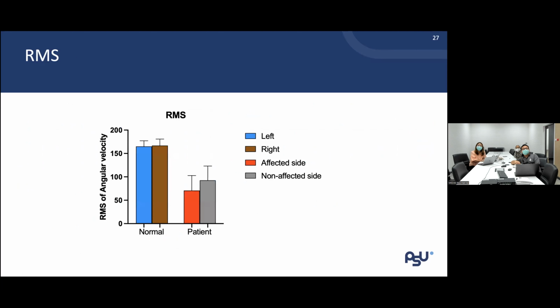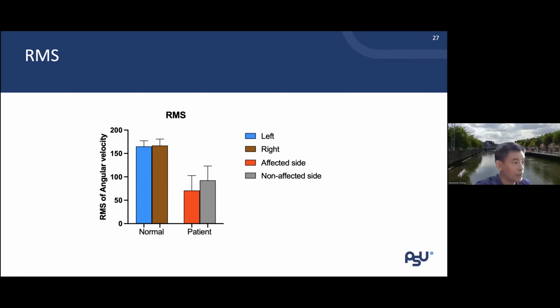And if we compare the RMS between two groups, there were no significant difference between both sides in the same group. For example, the left and right side in the normal person, and the affected and non-affected side in the patient, but there is a significant difference if you compare the RMS of normal, even left or right, to the affected and non-affected side in the patient.